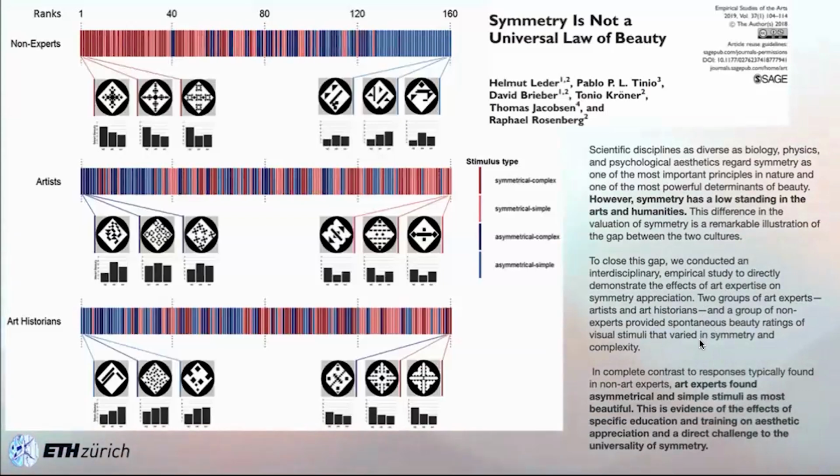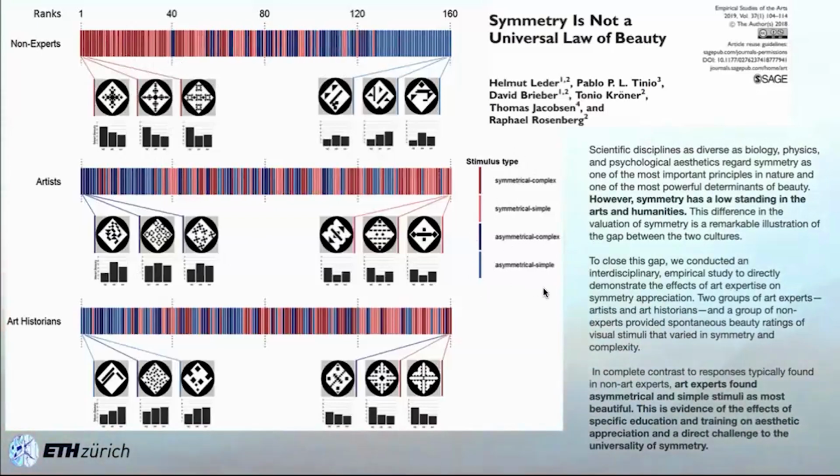And they had them provide spontaneous beauty ratings on visual stimuli, like the ones you see here. These look like the ones you saw in the Palumbo article as well, just random patterns of black dots on a white surface. And it's a really cool way of visualizing the data, because you can see here they have 160 pictures that each group is ranking, the art experts and the non-experts, and your stimuli types, you can see here in this color code.